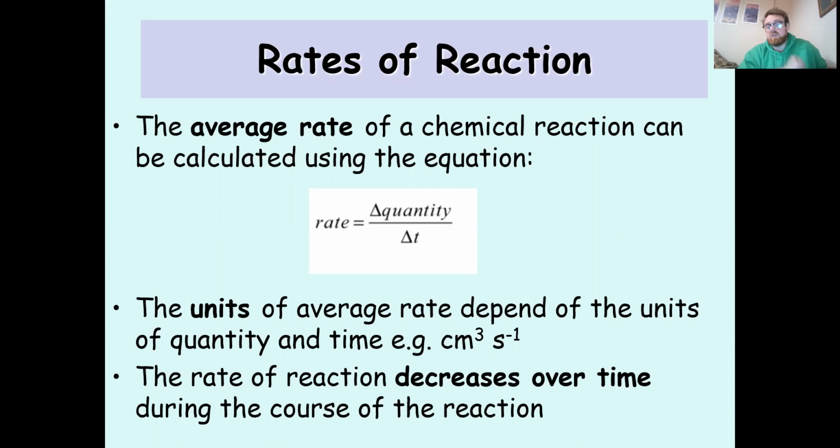Rate equals delta Q over delta T. Remember, delta means change in, so change in quantity over change in time. And the units depend on the quantity and time. So if you are measuring the gas given out, that's going to go first in your units. And if the time is in minutes or seconds, that's going to be the second part of the units with a -1. The rate of reaction decreases over time during the course of the reaction.